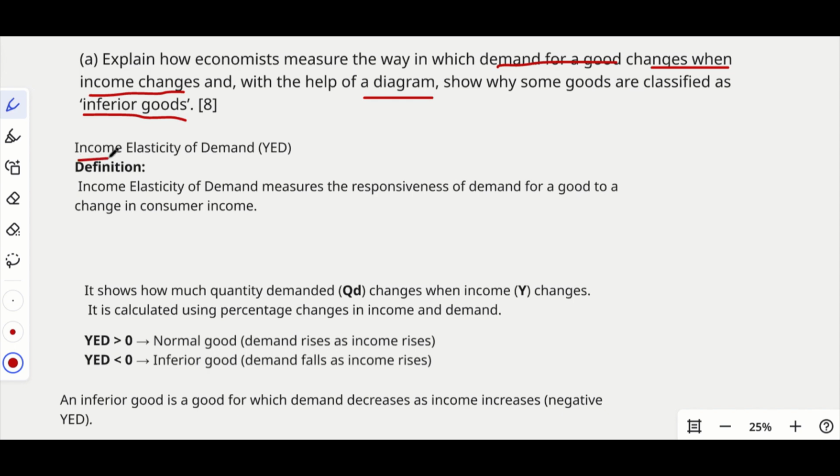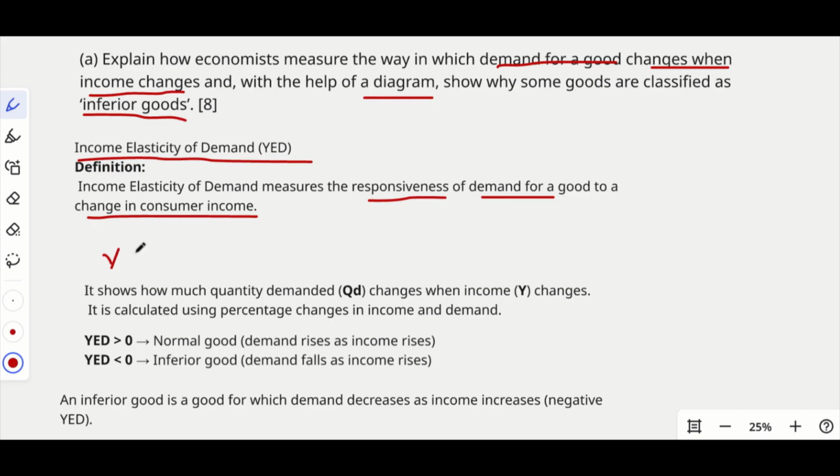So the topic is connected with the income elasticity of demand. So what is income elasticity of demand? Income elasticity of demand measures the responsiveness of demand for a good to a change in consumers' income, right? So let's see how to calculate. What is the equation for income elasticity of demand?